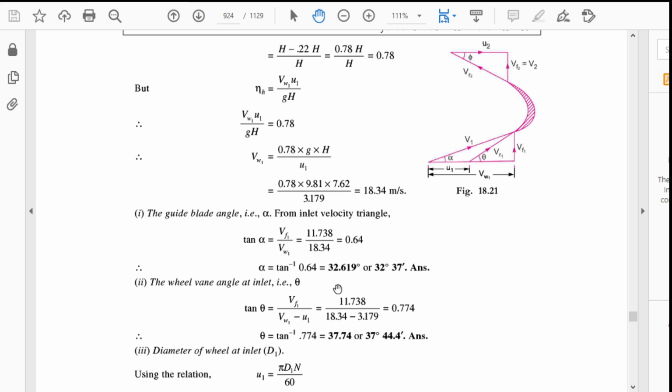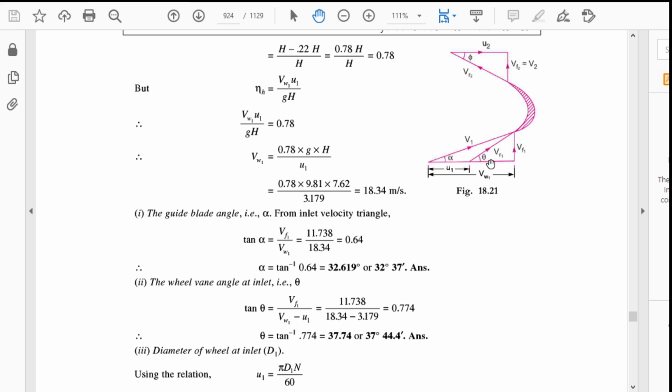Now the second question is, we have to find out the wheel vane angle at inlet. Wheel vane angle is nothing but your theta. This theta can be found again by the tan expression, because the vf1 value is known. Here the relative velocity is not known, so we have to use the tan expression. For the tan expression we need to find out this side of the triangle.